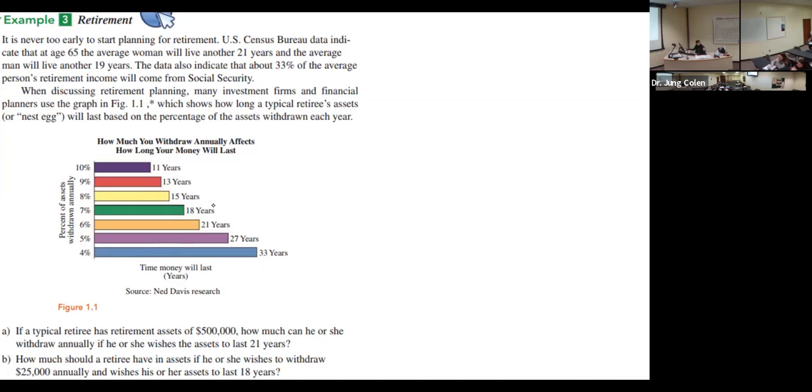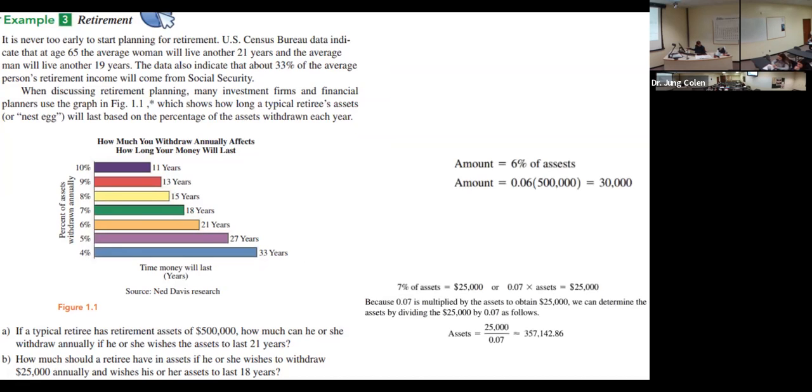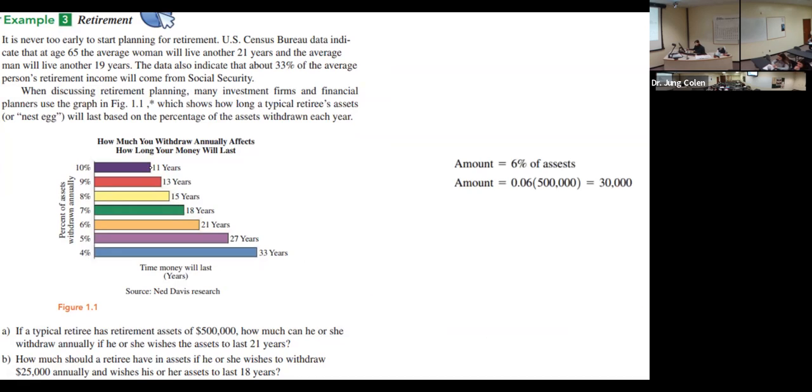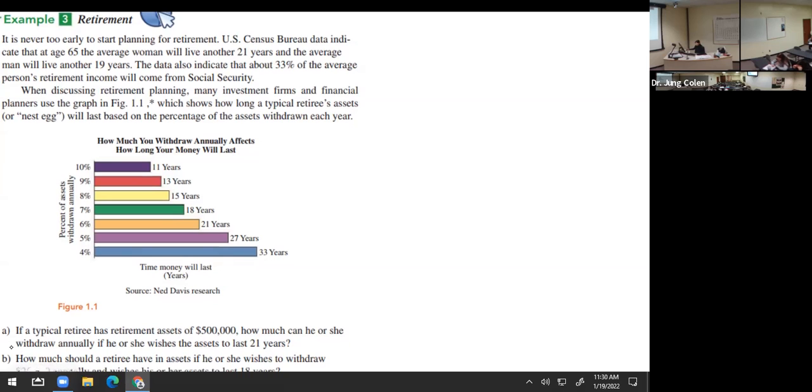This kind of makes sense to me because think about it. If you withdraw a little bit from your assets, the money will last longer, right? So you can have longer years. If you withdraw so much, like 10%, then it will not last as long as 33 years, right? So it's going to be a shorter time there. So does it make sense? Okay. So we understand that graph first, and then let's read the questions.